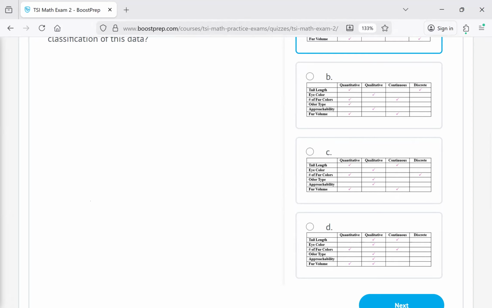So what is quantitative versus qualitative? Quantitative is where it can be measured in numbers, qualitative is something that cannot be measured in numbers. So yeah, I think it's C because the tail length and the fur volume are quantitative and continuous because it can be any length, and the number of colors in the fur is quantitative and discrete because it can only take on integer values. The rest of the variables are qualitative, therefore neither discrete nor continuous.